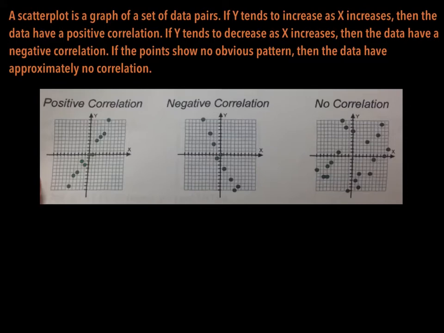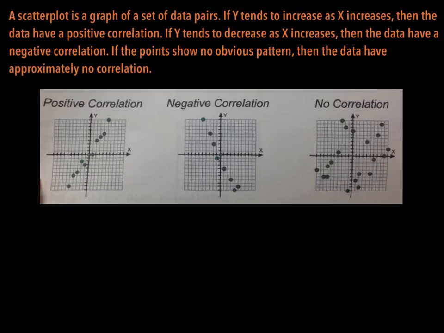Okay, so a scatter plot is a graph of a set of data pairs. We just make a table of our data and then we plot the points. If y tends to increase as x increases, then the data have a positive correlation. If y tends to decrease as x increases, then the data have a negative correlation. And if the points show no obvious pattern, they're all over the place, then the data have approximately no correlation.